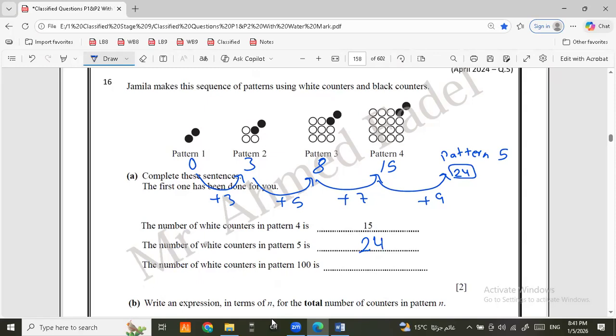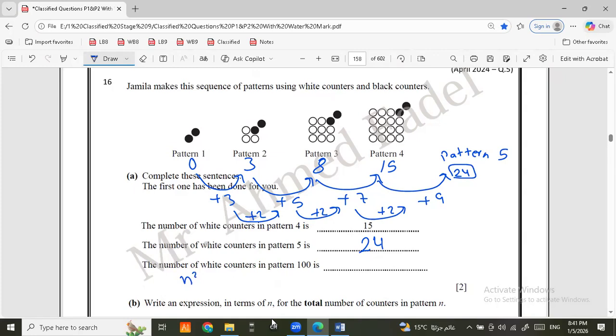That's pattern 5. The number of white counters in pattern 100 is going to be impossible to find without the nth term. If you noticed, this is a quadratic sequence. Added a 2, then added 2. The second differences are the same, so it is definitely n squared.